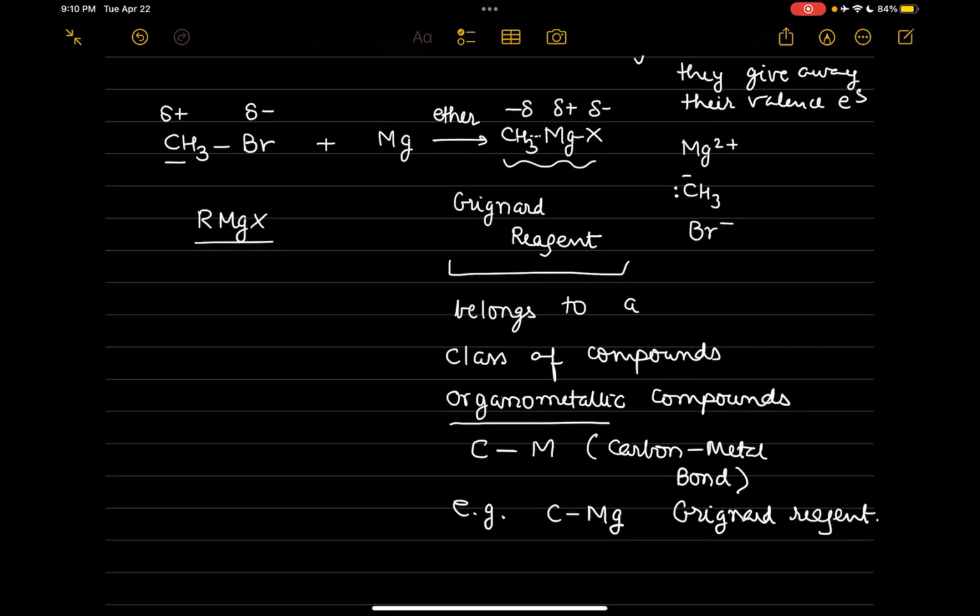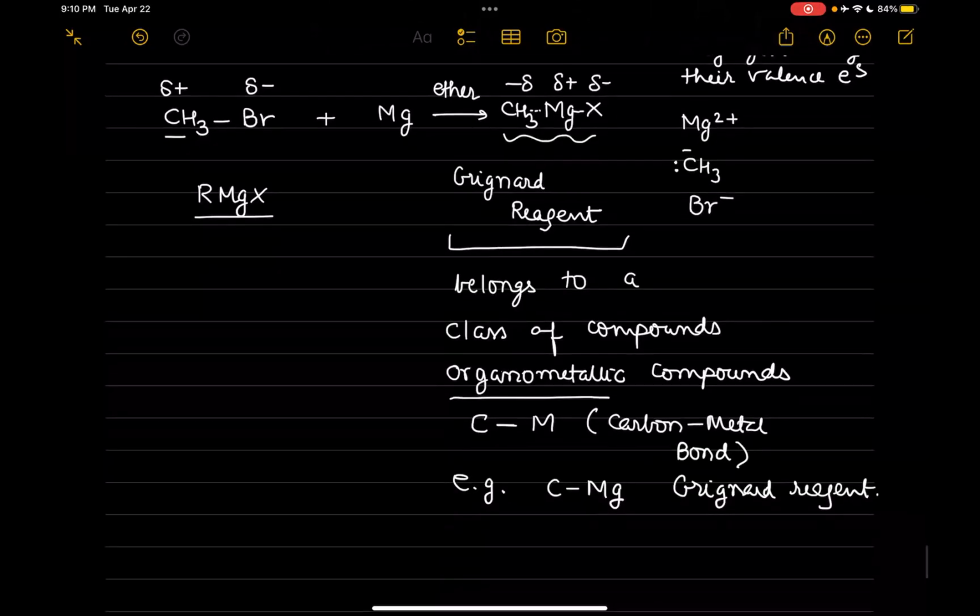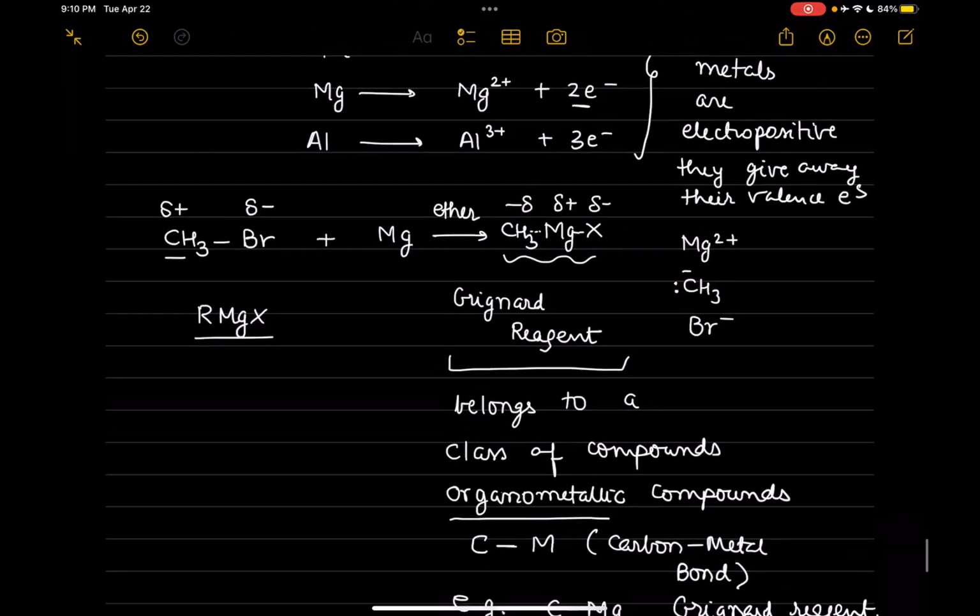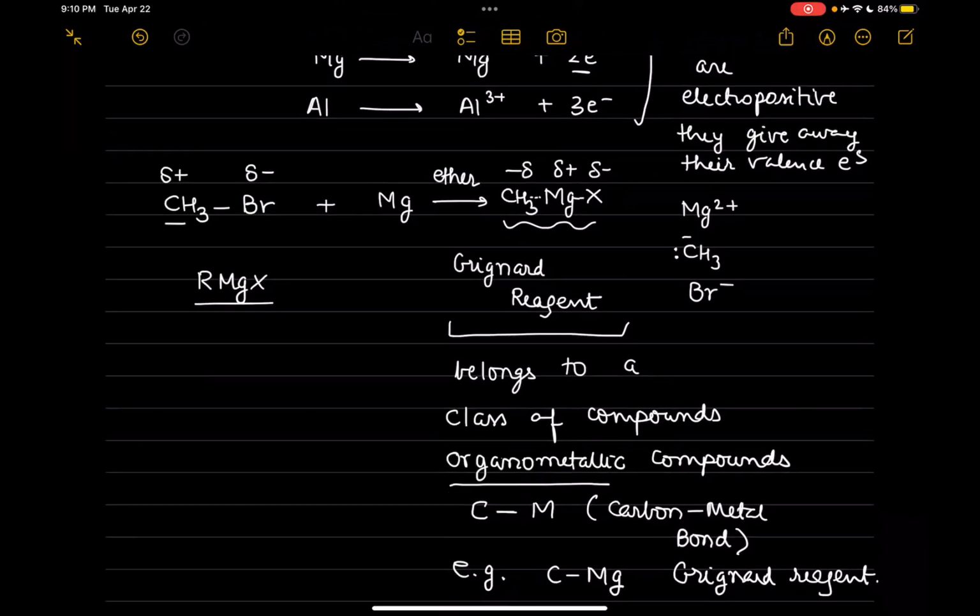Whatever may be the reactions of an organometallic compound, just remember one thing, that the carbon in the organometallic compound carries a negative charge. If you have this in your mind, you can do any question of any chapter related to Grignard. Is it clear or not, Ibrahim, Jasleen, Zainab? Yes, sir.